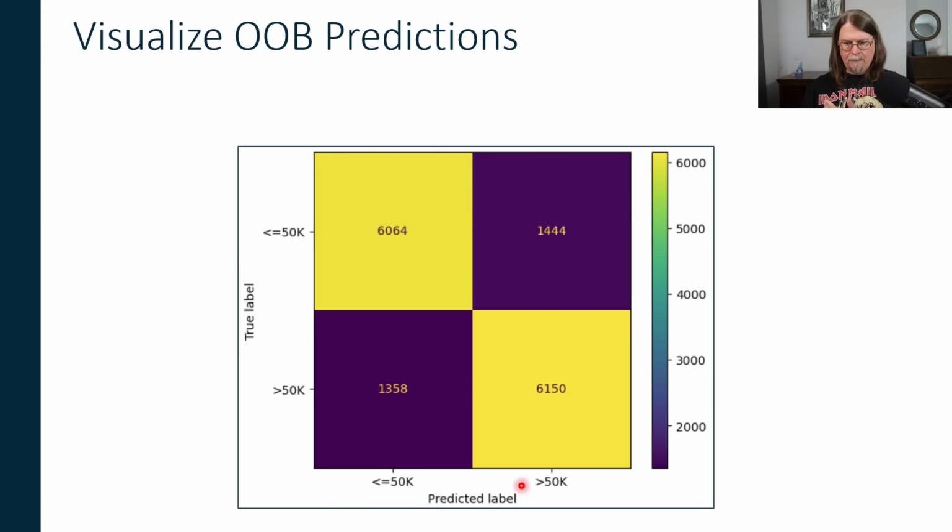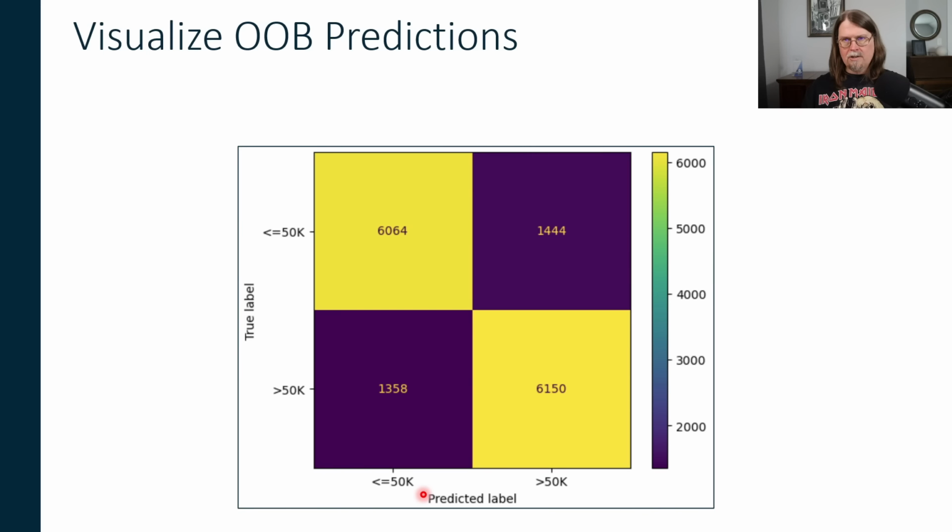Less than or equal to 50K, greater than 50K. And then along the y-axis here, we actually have the true labels. The label in the data was actually greater than 50K, and the value here was actually less than or equal to 50K. Now, what that means is the correct predictions are along this diagonal here.